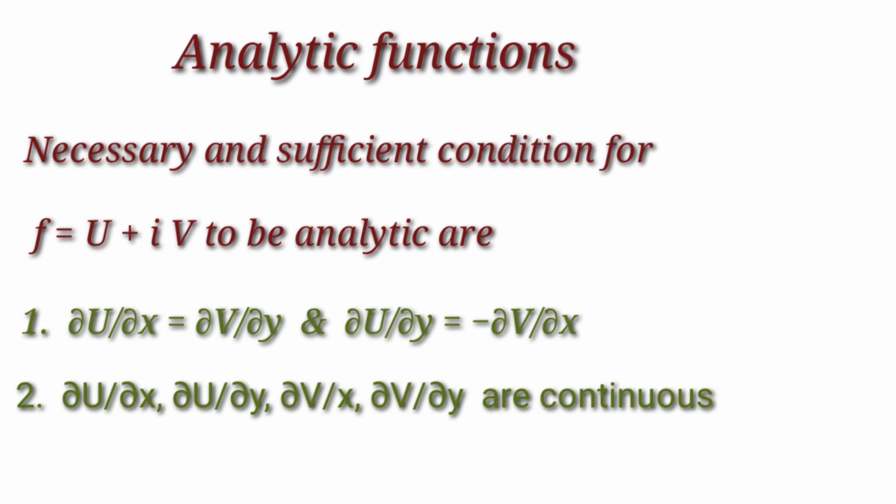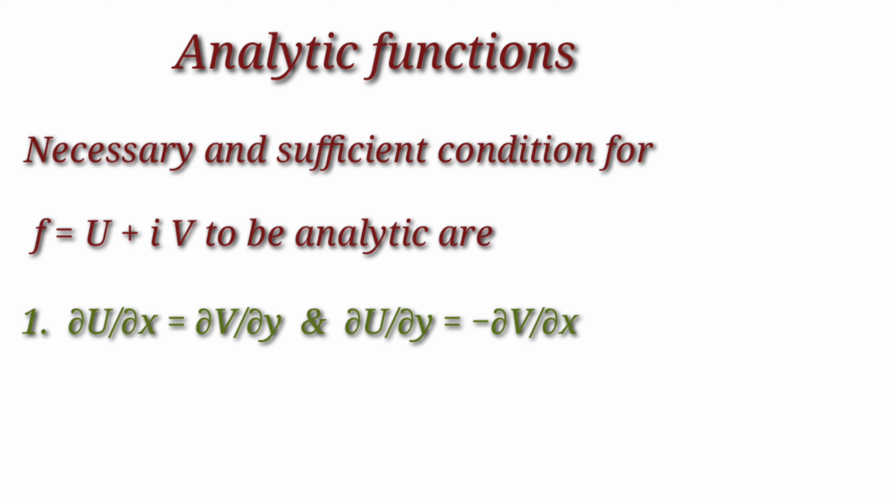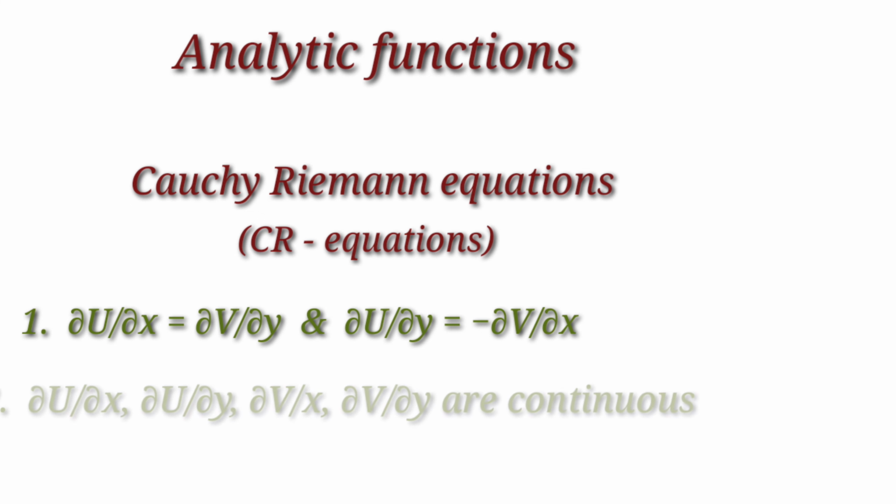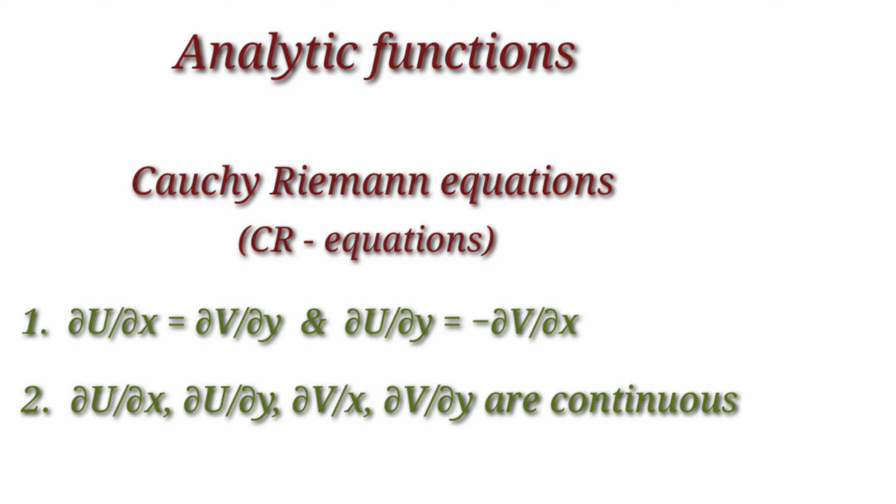The equations in condition number 1, ∂u/∂x equal to ∂v/∂y and ∂u/∂y is equal to minus ∂v/∂x, together are called Cauchy-Riemann equations or simply CR equations. So if a function f(z) satisfies Cauchy-Riemann equations and also the four partial derivatives ∂u/∂x, ∂u/∂y, ∂v/∂x, ∂v/∂y are continuous, we can say f(z) is analytic. In problems, first we express the given function f in the form u plus iv.